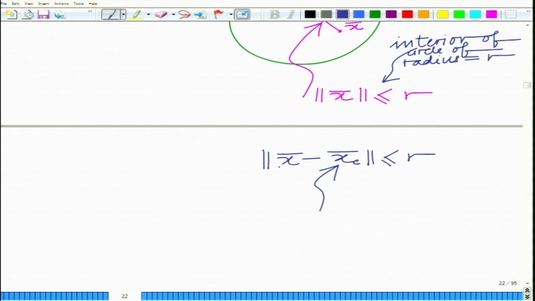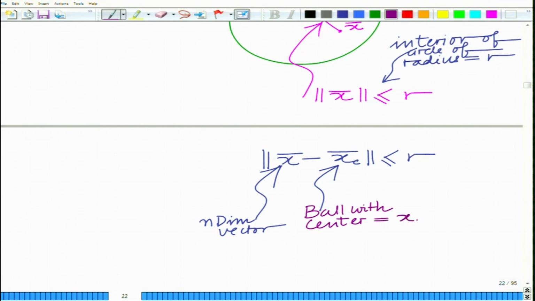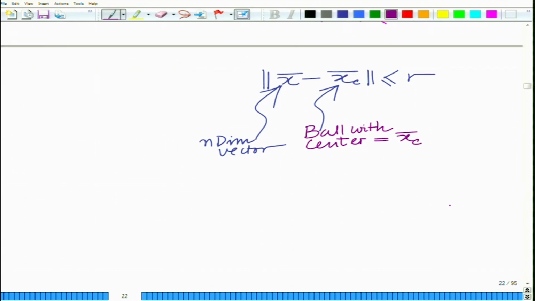In fact, if x bar is an n dimensional vector, this is a sphere or ball with center at x c bar. Okay. So, this describes the interior of an n dimensional ball with center x c bar and radius r.